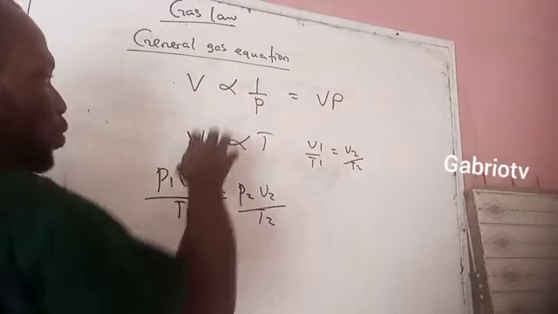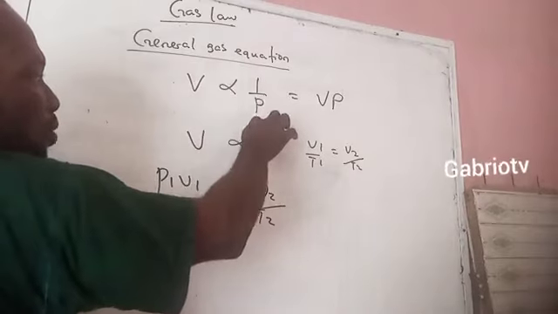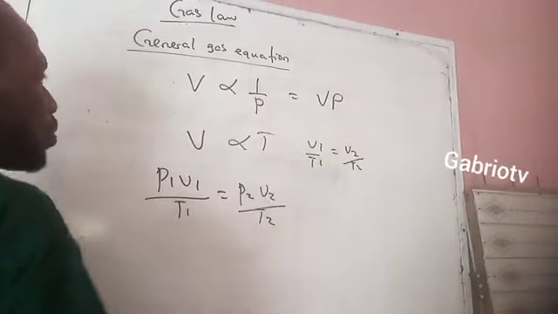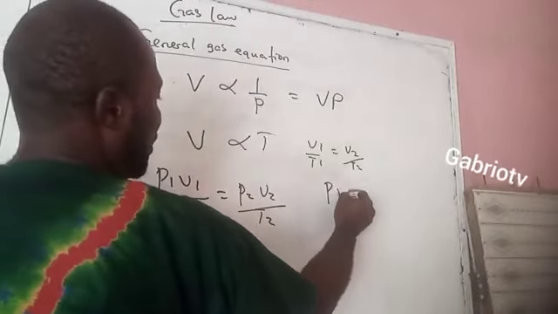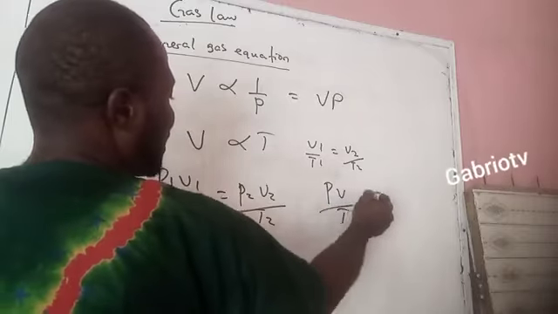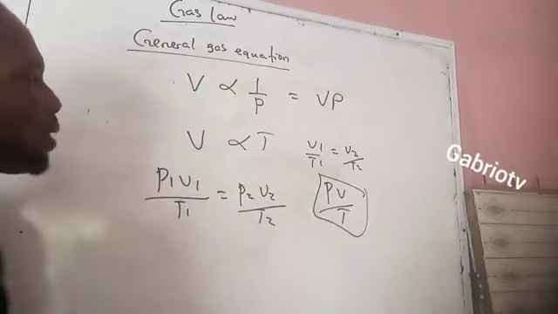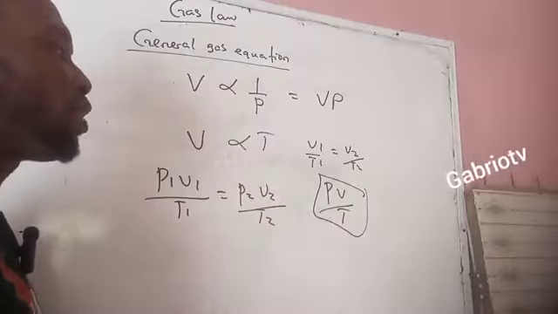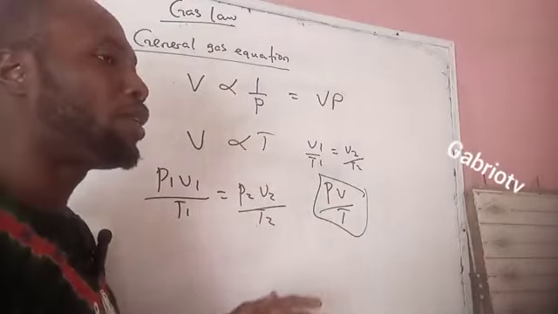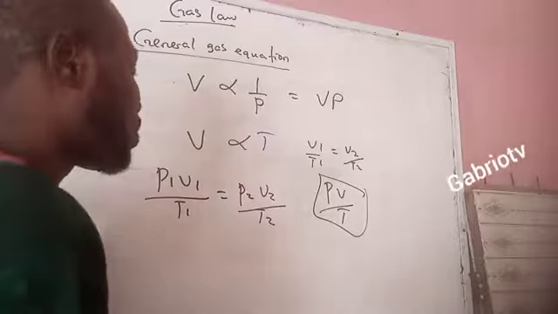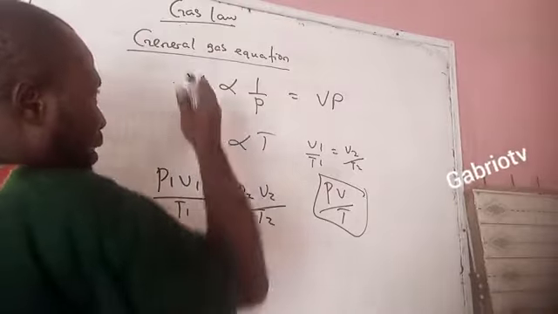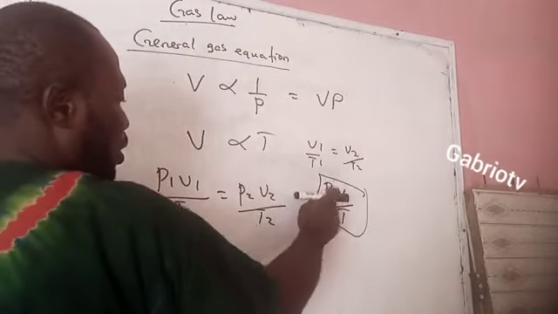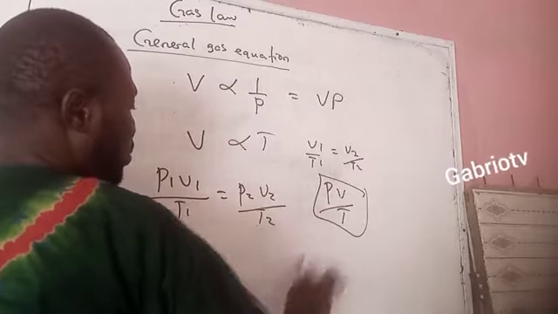Because by the time I combine these, if this is constant and we have P and T, we'll be having PV over T. So the general gas equation is a combination of Boyle's and Charles' laws. For me to have all three variables in one, that's the general gas equation. So we have the pressure, the volume, and the temperature.